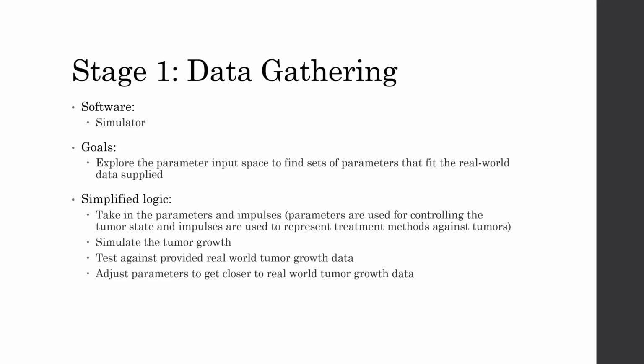Stage 1 had one main software, which was the simulator. Its main goal was to explore a parameter input space to find the set of parameters that fit real-world data supplied. And its simplified logic is as follows. Taking the parameters and impulses, the parameters are used for controlling the tumor state, and the impulses are used to represent treatment methods against tumors. Simulate the tumor growth, test against provided real-world tumor growth data, and then adjust parameters to get closer to the real-world tumor growth data. In actuality, this is done multiple times across multiple different inputs, and so it ends up generating a massive amount of data.